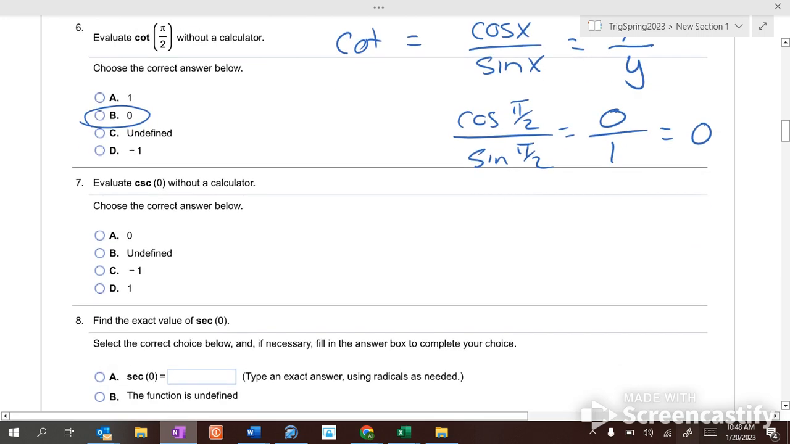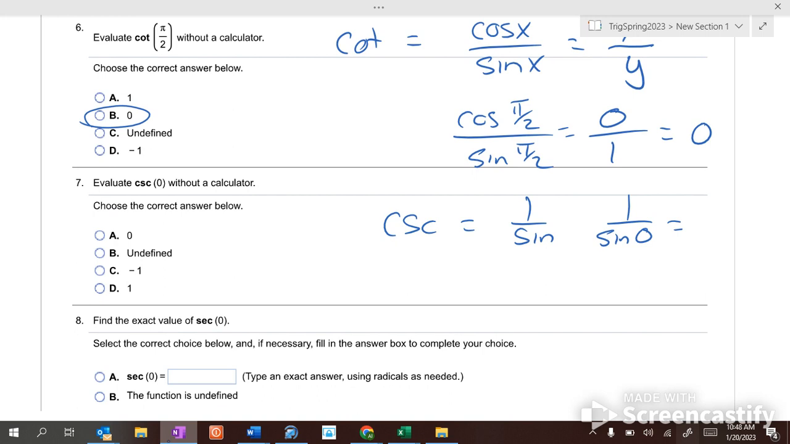Cosecant. What is cosecant? Well, cosecant is 1 over sine. So it's 1 over the sine of 0. What's the sine of 0? 0. So it's 1 over 0. What is 1 over 0? Undefined. You cannot divide by 0.